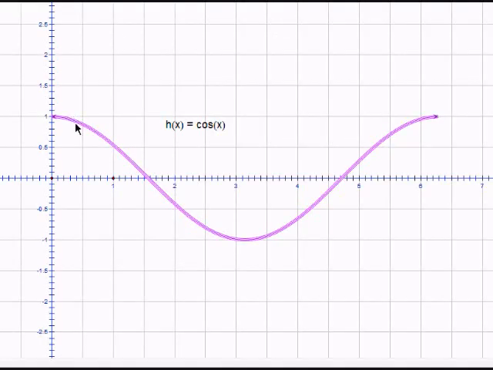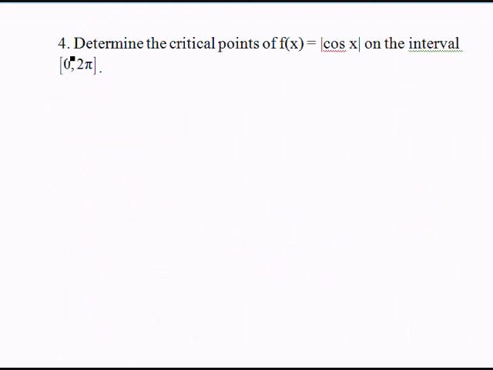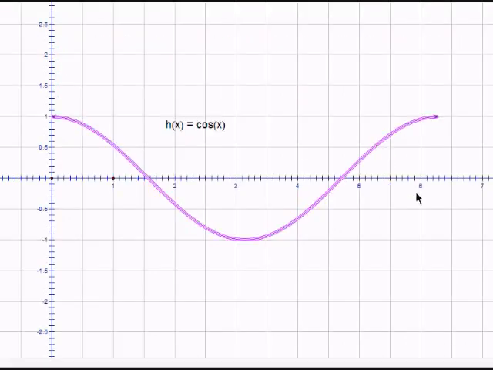So here is cosine of x, and we're going over the interval 0 to 2 pi. So therefore, I've reduced it just from 0 to 2 pi. So cosine of x starts at 1, and then hits the x-axis at pi over 2, and then at pi it goes down to negative 1, and then 3 pi over 2 is at 0, and then at 2 pi it's equal to 1.